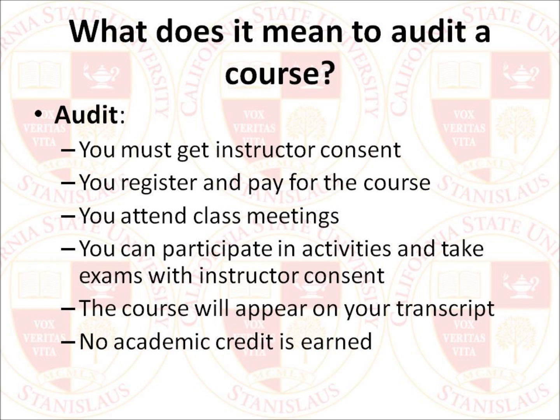So what does it mean to audit a course? In order to audit a course, you must get consent from the course instructor. You register and pay for the course as you would for any other course. You attend class meetings. With the permission from an instructor, you can participate in class activities and take exams, and the course will appear on your university transcript, though no academic credit is earned for this course. Therefore, any grades you receive in that course are between you and the instructor and will not appear on your university transcript or be calculated as part of your grade point average.